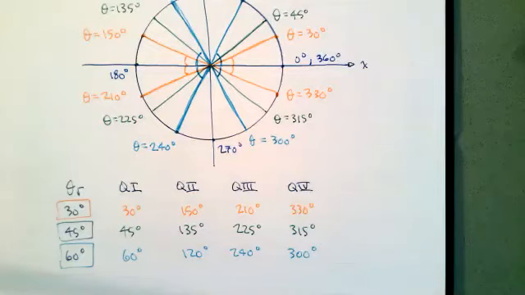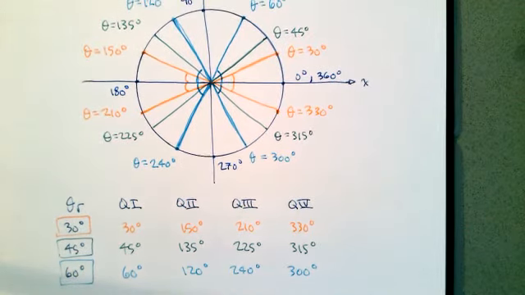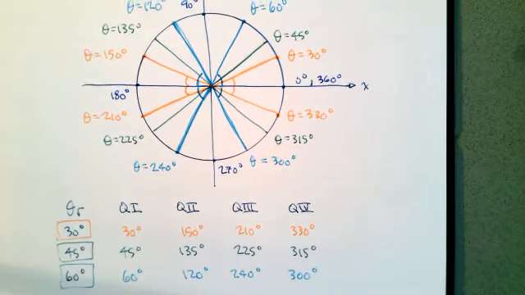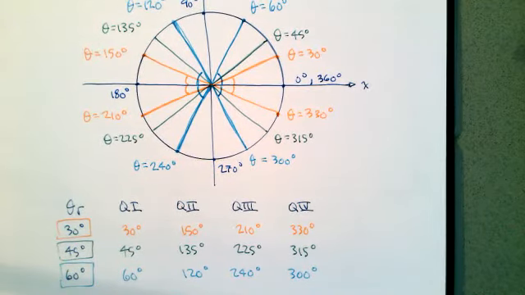You want to associate all these values. You want to look at 150, 210, and 330 and say that's a 30-degree reference angle. You want to look at 135, 225, and 315 as 45-degree reference angles. And you want to remember 120, 240, and 300 are all 60-degree reference angles. You need to associate these 12 angles with their reference angle and their quadrant.